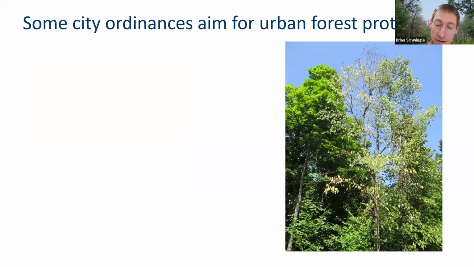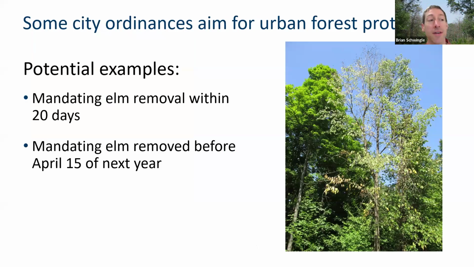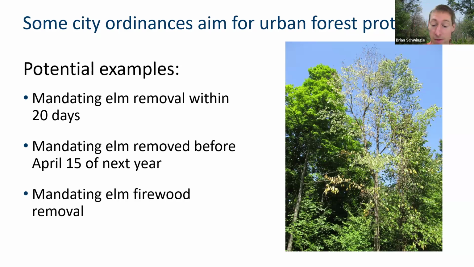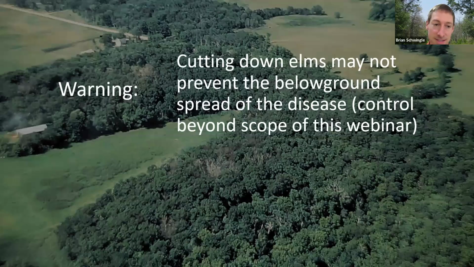So again, just like with oak wilt, there are these city ordinances that your city might have to try and reduce the impact of Dutch elm disease in the area. Mandating elm removal within 20 days. Or maybe disease is moving slower in your elm, so maybe they aren't going to mandate your elm be removed until the following April. And then mandating elm firewood removal. Different cities around have different ordinances that are trying to protect the city's elm population. Same exact warning as oak wilt.